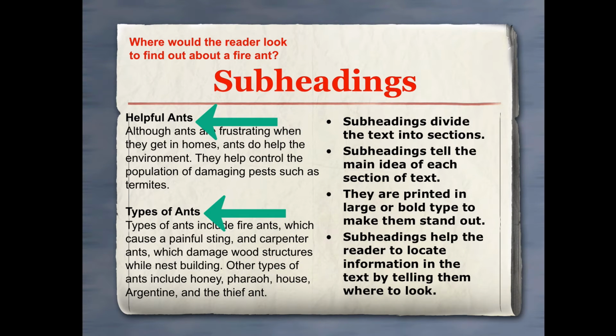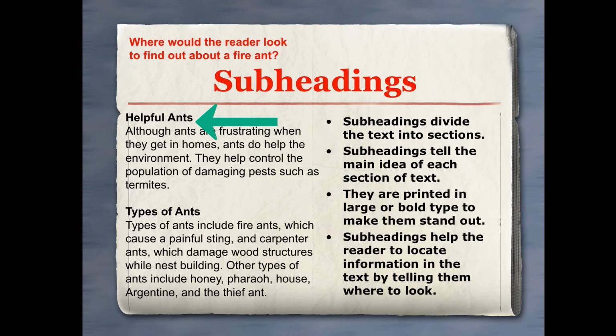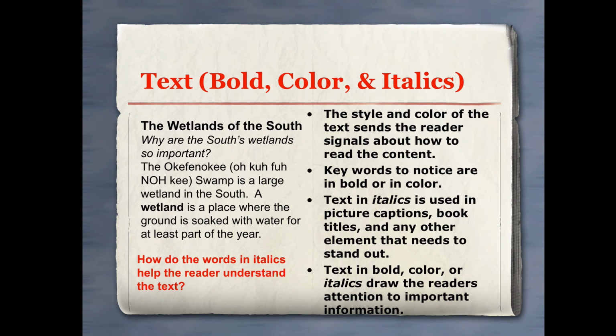Where would you look to find out about a fire ant? Under helpful ants, under that section, or types of ants? Well, you'd go to under types of ants since you wanted to know about the fire ant, and then you could find it in that section.